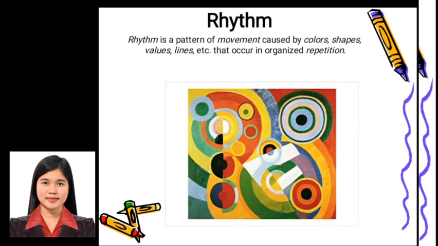Rhythm is a pattern of movement caused by colors, shapes, values, lines, and etc. that occur in organized repetition. If the size, shape, or color of the repeated units is the same, and if the distance between them remains constant, the rhythm is predictable and may even be monotonous. This is the type of rhythm you could find on wrapping paper or wallpaper. To add variety and visual excitement, an artist may change the size, color, or shape of the repeated units or vary the spacing between them.